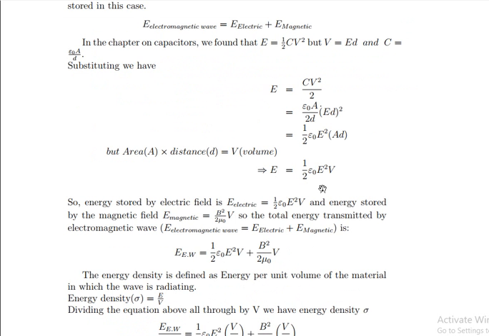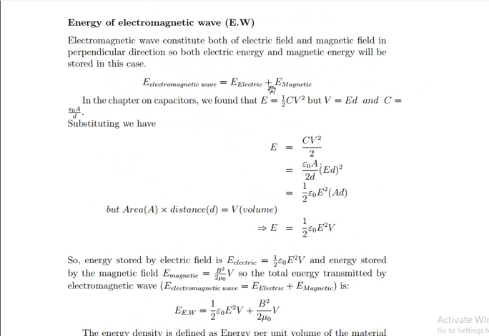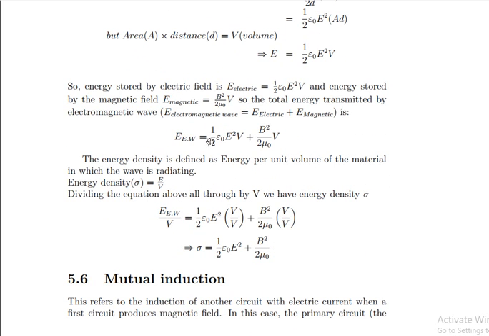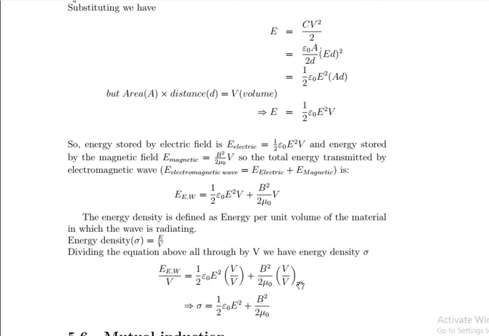So now the total energy of the electromagnetic wave is going to be the energy of the electric component of the electromagnetic wave plus the energy of the magnetic component of the electromagnetic wave. So the total energy of the electromagnetic wave is equal to the energy for the electric component, half epsilon 0 E squared V, plus the energy for the magnetic component, B squared all over 2 mu 0 V.